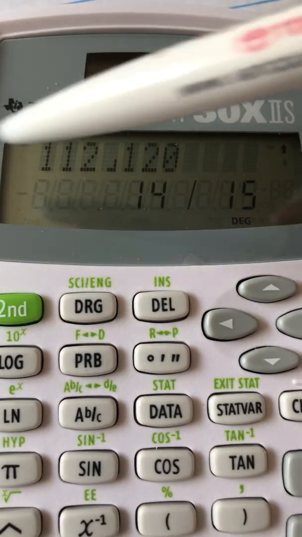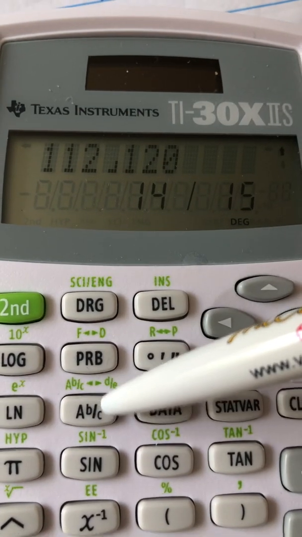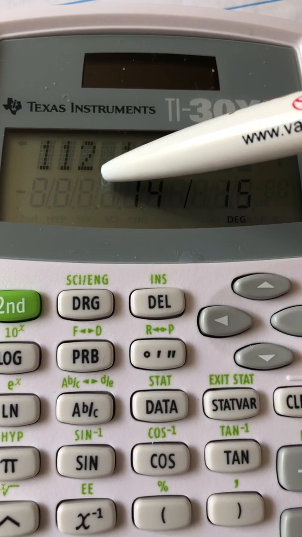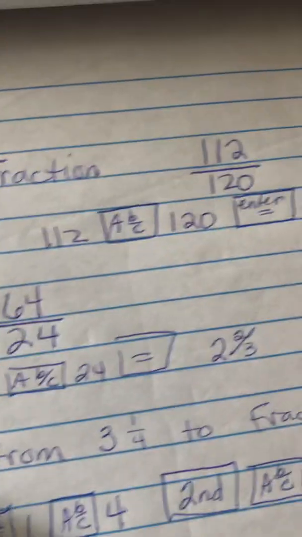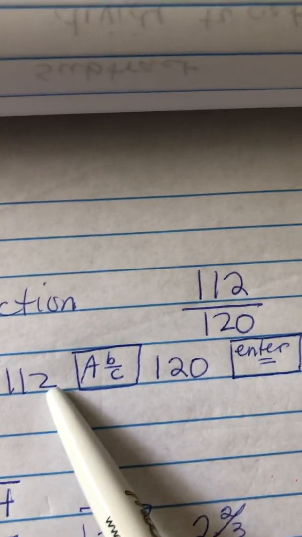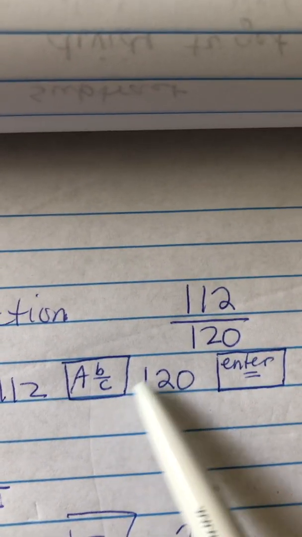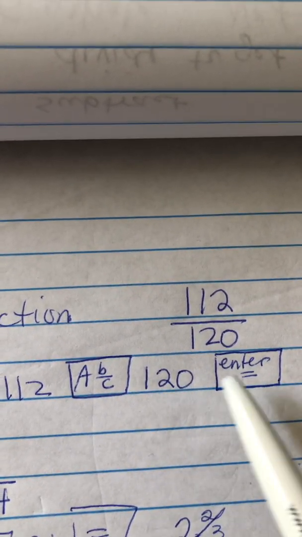So all I did was put those numbers in, and I used this A, B over C button as the fraction line. And I hit enter. So those were the steps that I used. I put 112 in, A, B over C, then 120, and then enter.